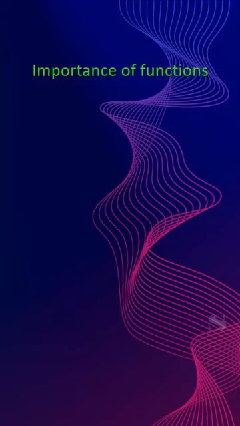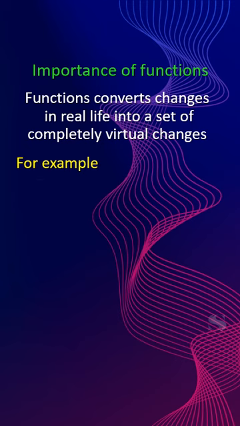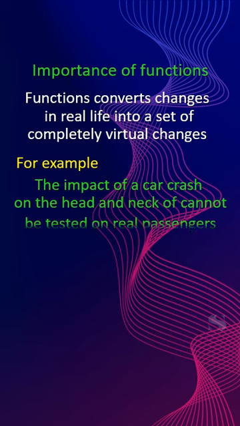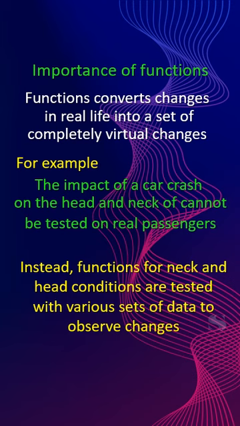An example of how functions are a critical part of technology and engineering. We use functions to convert the harsh physical changes, that is, real changes, to completely virtual changes. For example, the impact of a car crash on the head and neck of human passengers cannot be tested in real. We create functions for the physical and biological conditions of the neck and head and take it through different sets of data, that is, conditions, to test the changes.